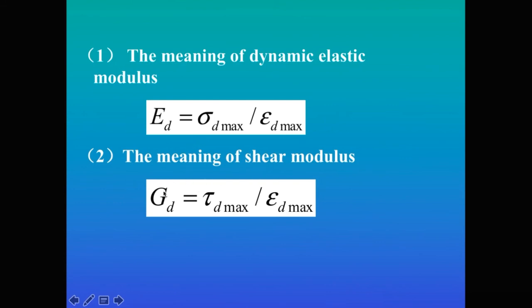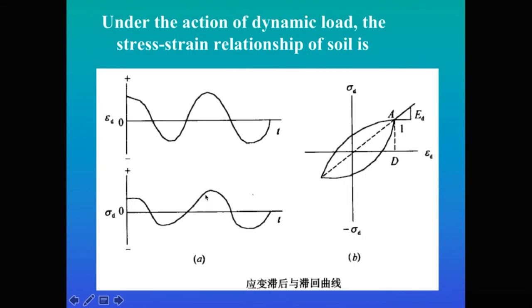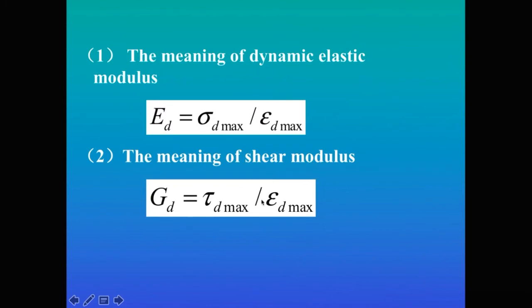Then the meaning of the shear modulus. The elastic modulus uses the normal stress and the axial strain. But for the shear modulus, we use Gd to describe it. It is also the stress and the strain at the turning point, or we say the maximum value. We use shear stress tau, tau d max, over epsilon d max.